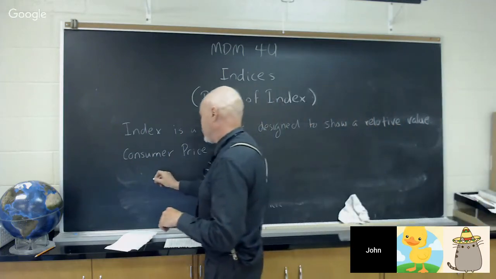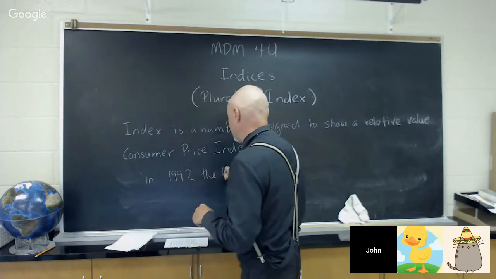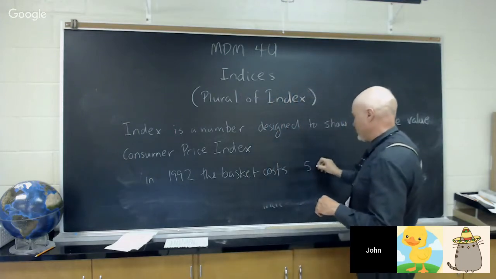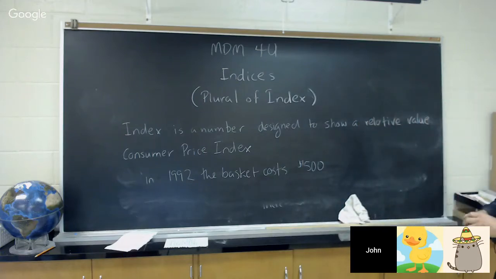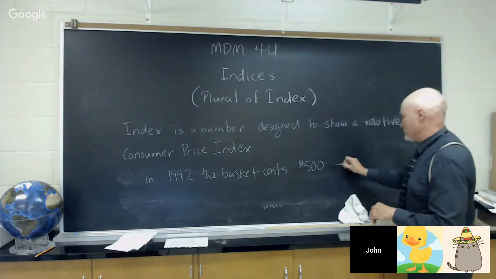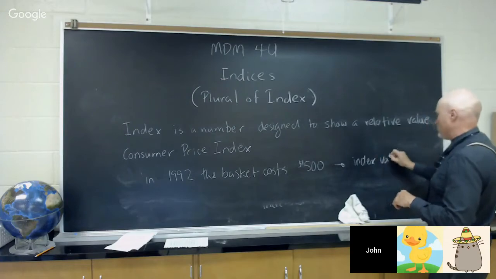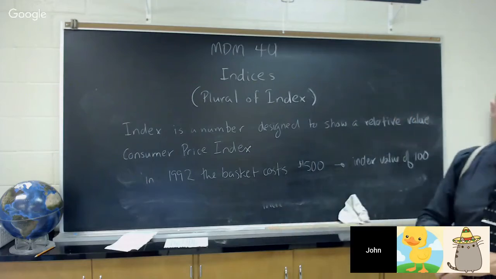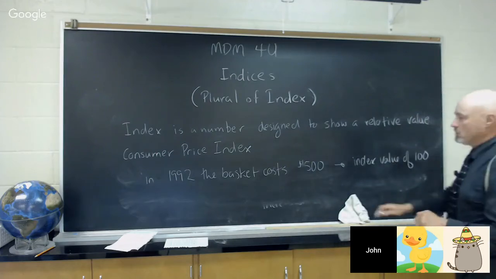So for example, let's say in 1992 the basket costs, let's say it costs $500 in 1 month, just for the sake of argument, okay? What we do actually is we convert that to an index value of 100. Okay, so we say the 1992 consumer price index is 100. That means that we go out and buy that basket of goods. It costs $500. Well, we say that's 100.